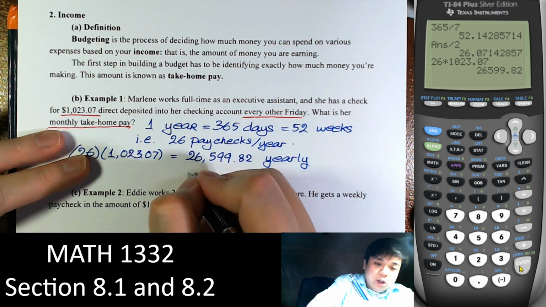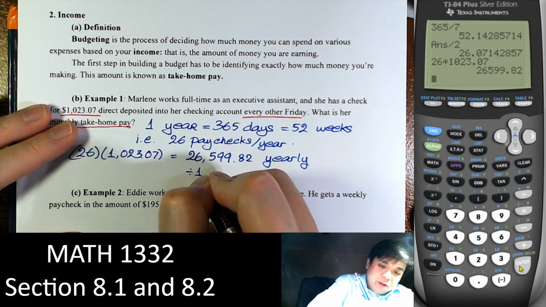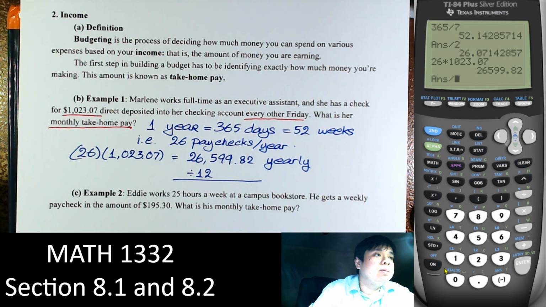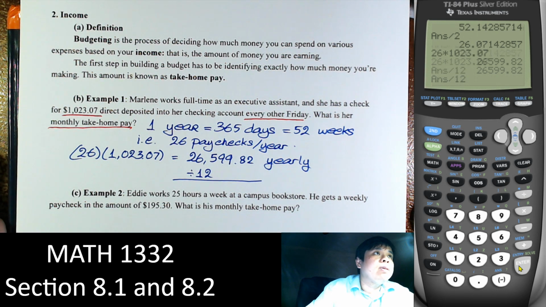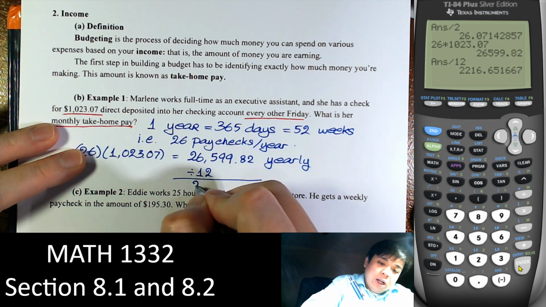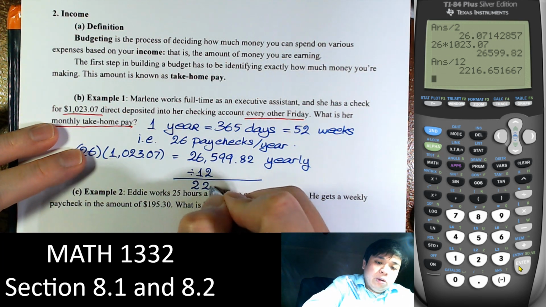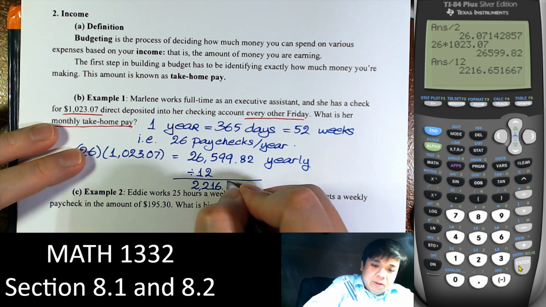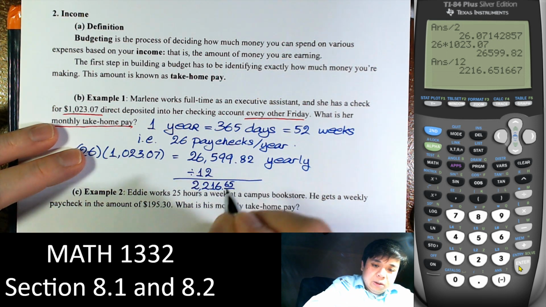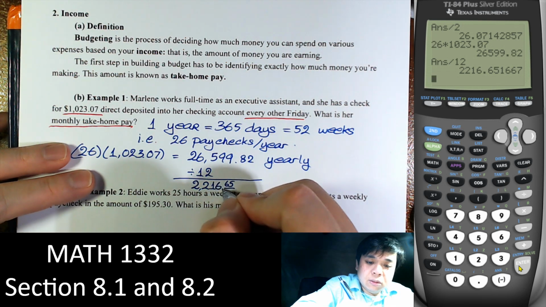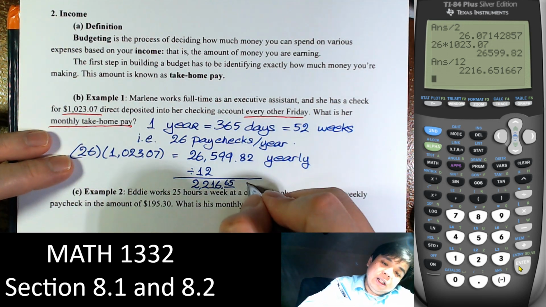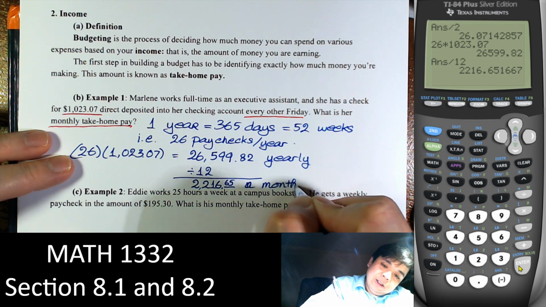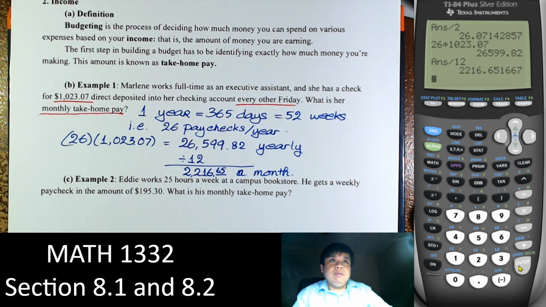Now if we want to find monthly, divide by 12. So that we have 2,216.65 monthly. Right, so that's how we calculate.